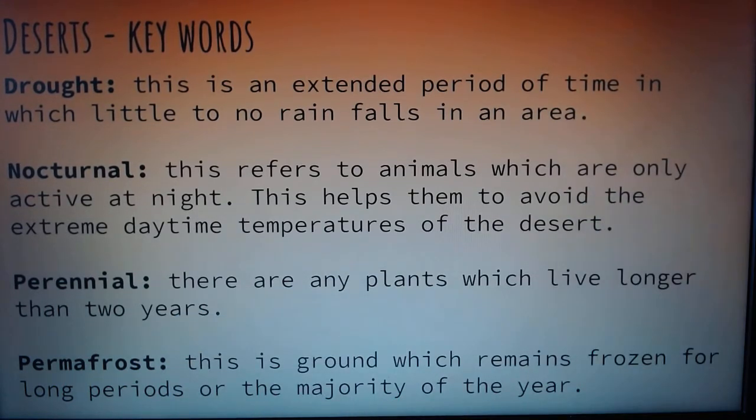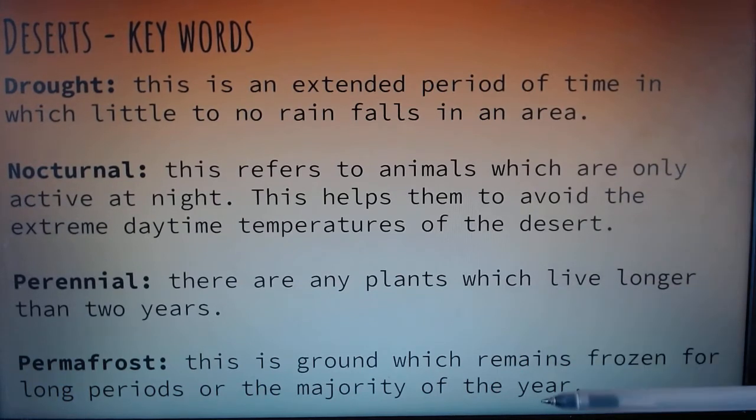Perennials, they're plants which live longer than 2 years. So what they will do is they'll grow, they'll flower, they'll go back asleep, and then they'll wait some time until the conditions are right, come back, flower, die away, and so on, okay? So they don't just last 1 year like a lot of plants.